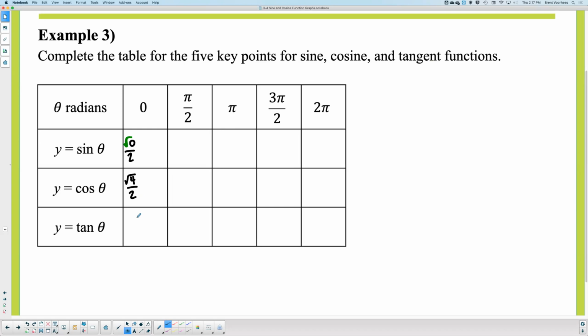The reason I have you flip your hand over is because tangent's y over x, and this puts the y's on top and the x on bottom. How many y's do I have?